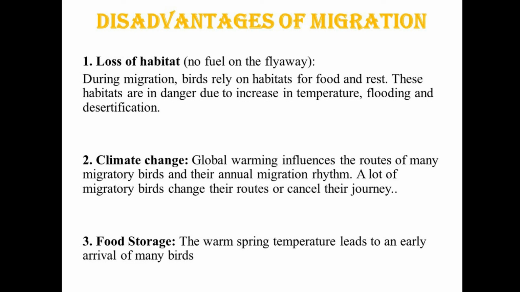Unfortunately, these shifts are not in line with each other, that means they are unmatched. The vegetation bloom and insect hatching occur much before the young birds hatch. As a result of this mismatch, the birds cannot provide enough food for their offspring, and that may lead to the disadvantage of migration, that is mismatching of both.